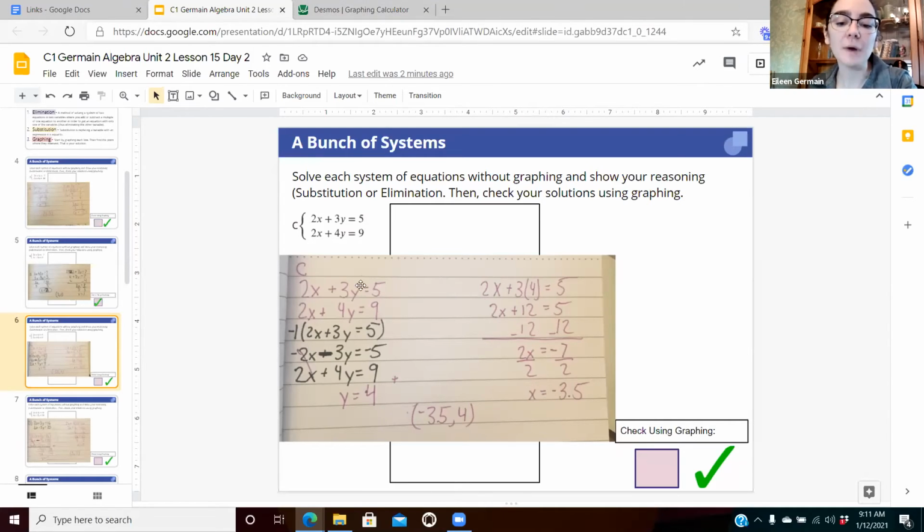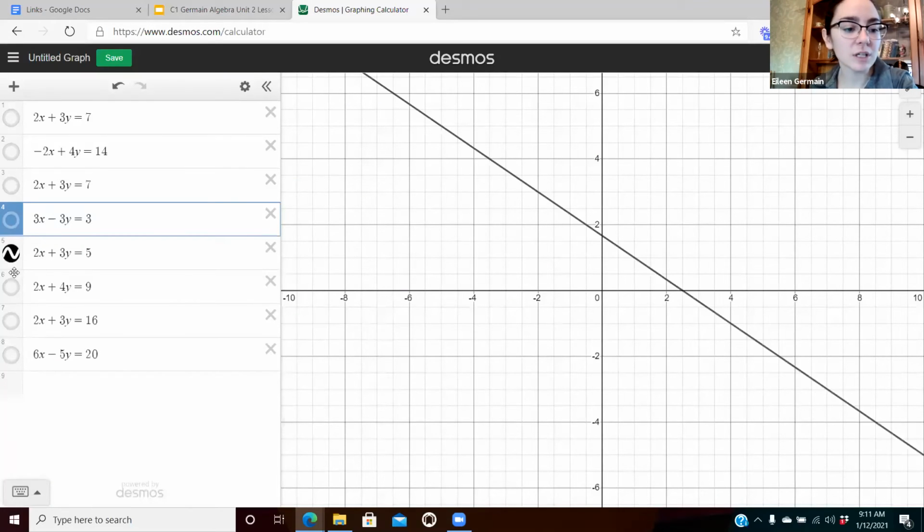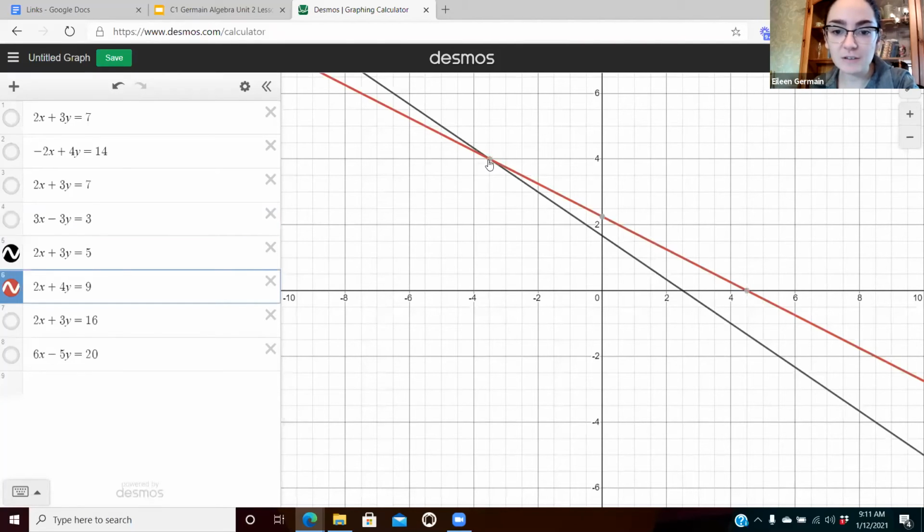So now we're going to graph it to check it. I'm going to come into Desmos here. I'm going to click on my 5th and 6th one. Where do they meet? Where do they intersect? Oh my goodness, look at that. -3.5, 4. Woo, nailed it.